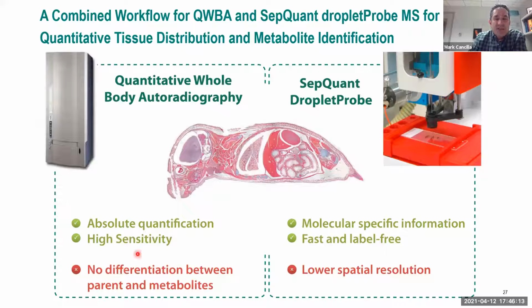But the big issue with QWBA, and back in the day, this is always the problem, is you really don't know what you're measuring. You're just measuring an emission. You don't know if that's a parent or a metabolite, or you just have no idea.